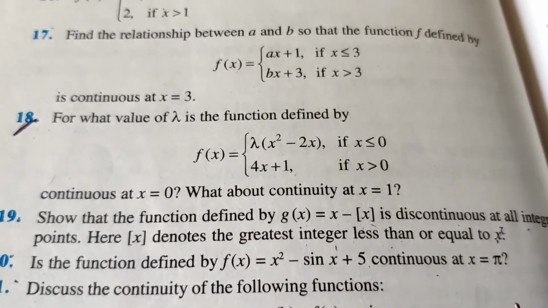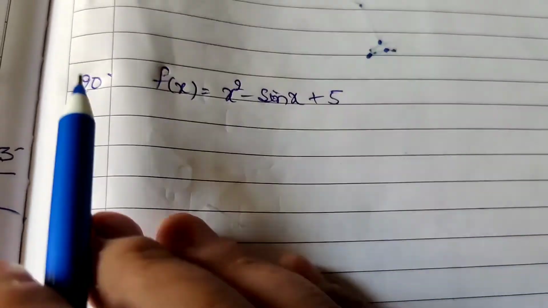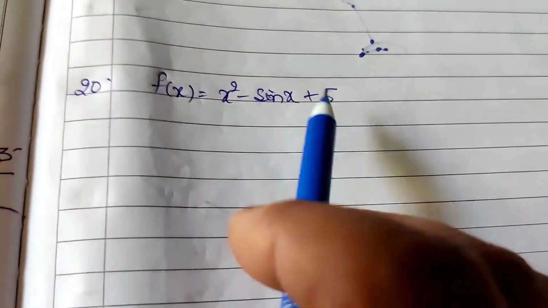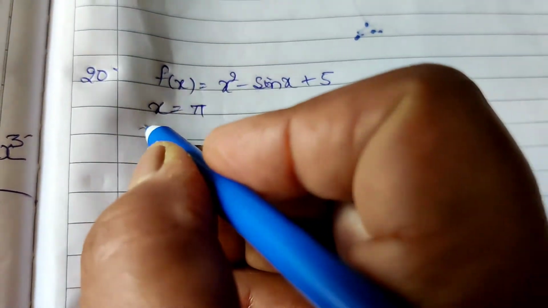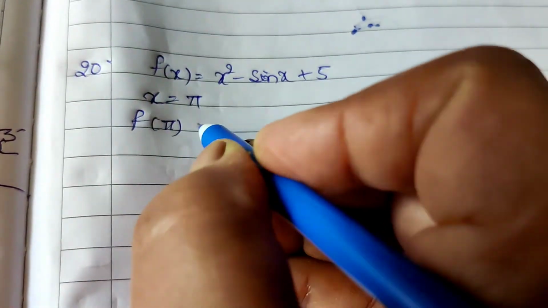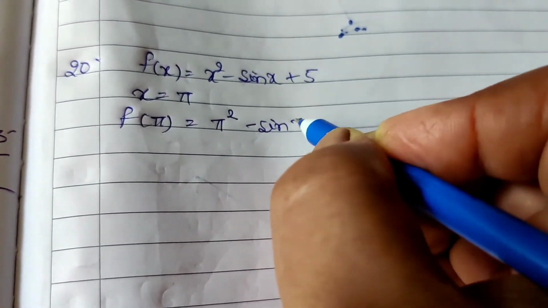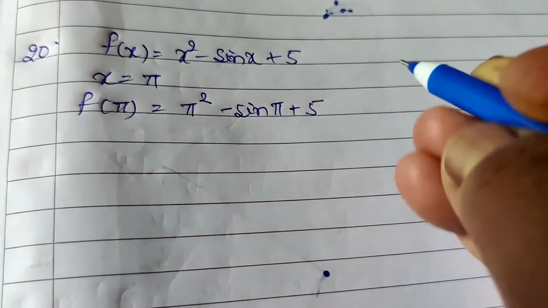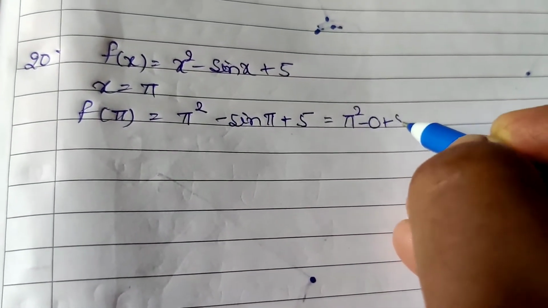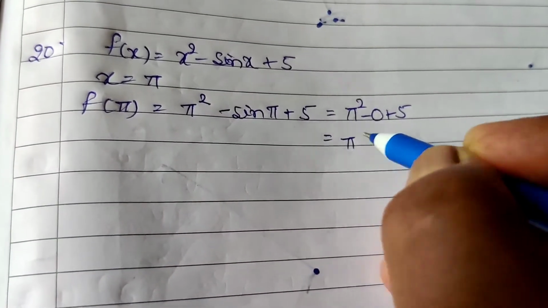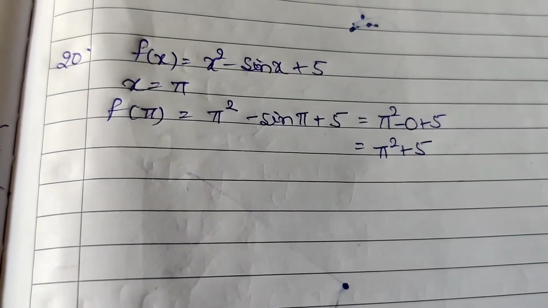Okay, now check x equal to pi. The function is x square minus sin x plus 5. Now put x equal to pi. The function becomes pi square minus sin pi plus 5. It is equal to pi square minus 0 plus 5, which is pi square plus 5. The function at pi is this.